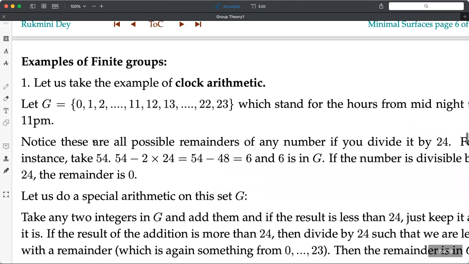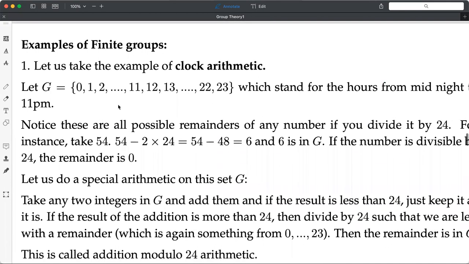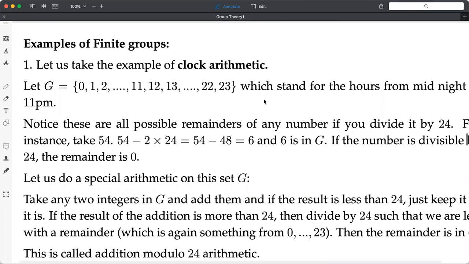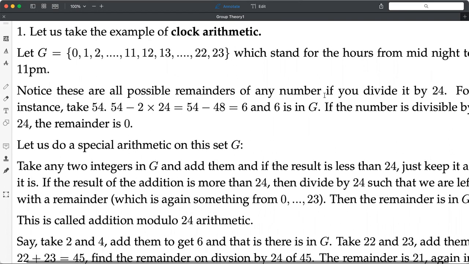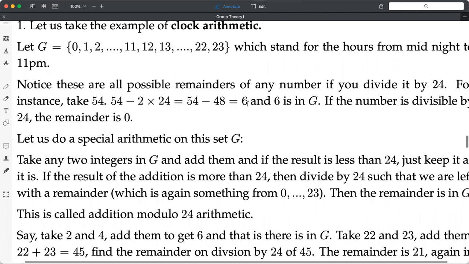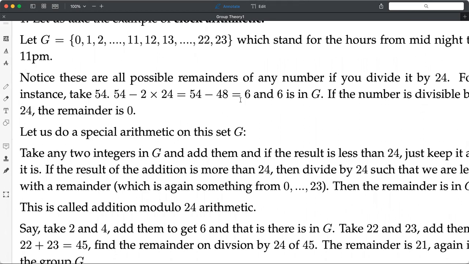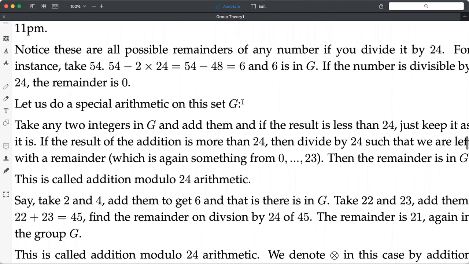Examples of finite groups. Let us take the example of clock arithmetic. So your set is 0, 1, 2 till 23, which stands for the hours from midnight to 11 p.m. As you know, 11 p.m. is 23 hours, midnight is 0, 1 a.m., 2 a.m. and so on, right? Notice these are all possible remainders of any number if you divide it by 24. So for example, 54 leaves a remainder 6 on division by 24 because 54 minus 2 times 24 is 6. If the number is divisible by 24, the remainder is 0.